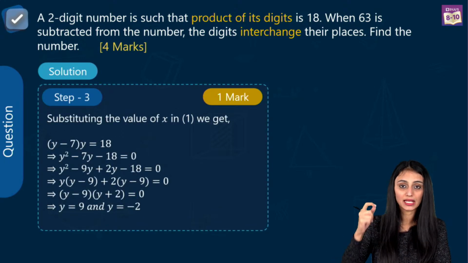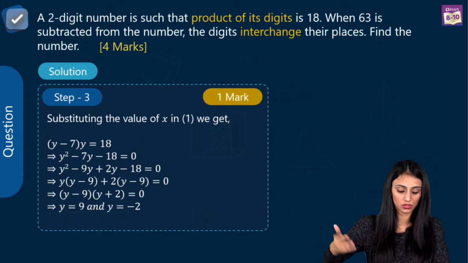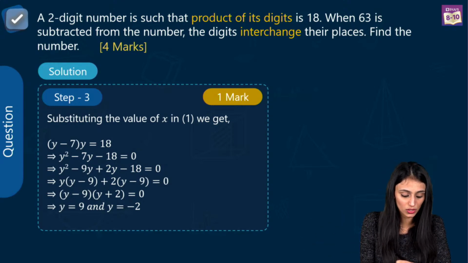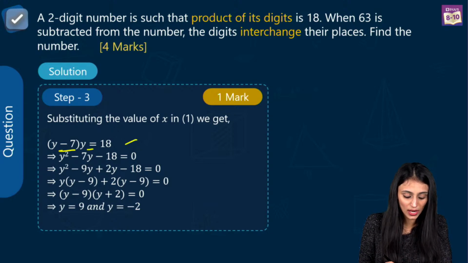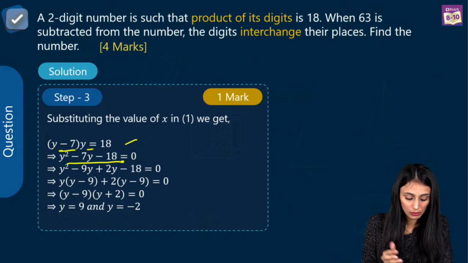Now, we have got two equations. Right, we are substituting x in the first equation. You can use any method, elimination, cross multiplication, substitution, because the name of the method is anyways not mentioned. So we have (y minus 7) times y equal to 18. Let's take everything on one side. We can frame this quadratic equation: y square minus 7y minus 18 equal to 0.